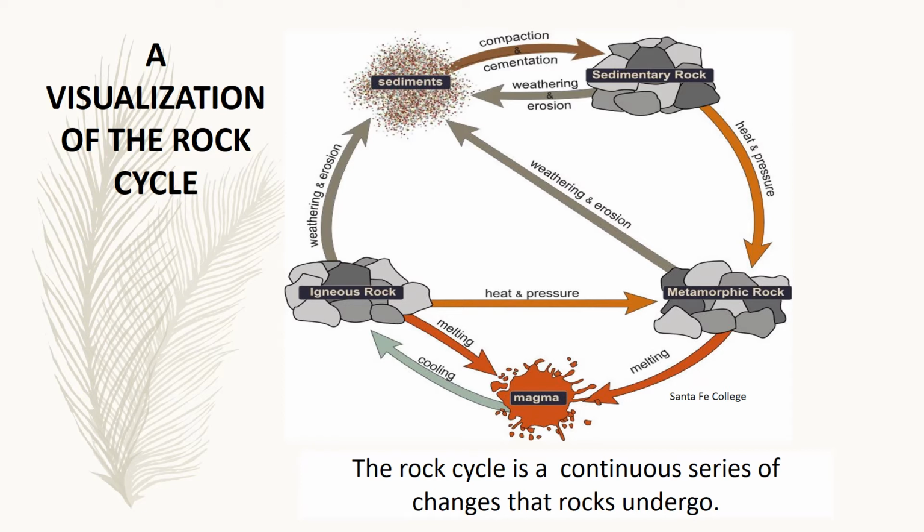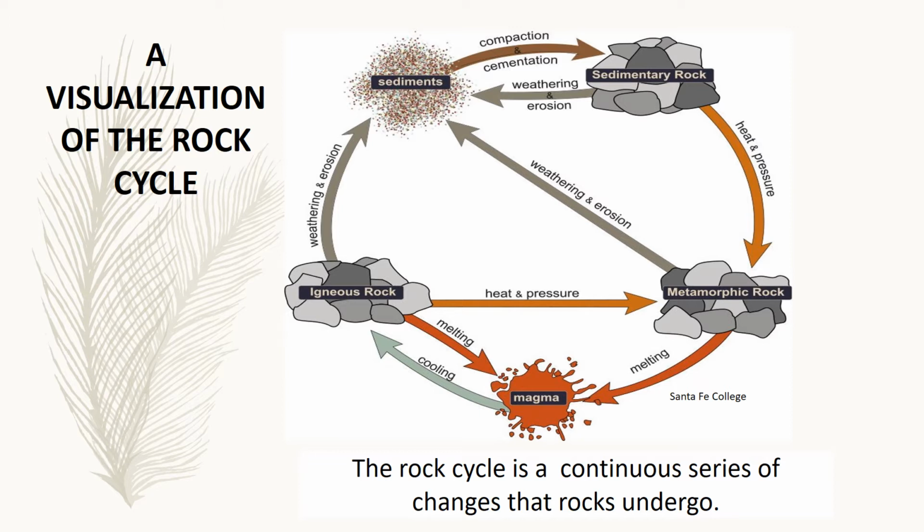Here is a picture of the rock cycle. The rock cycle is a continuous series of changes that rocks undergo over a long period of time. You can pause the video and focus a little closer if you want to, and then hit play when you'd like to go on. But if you'll notice, all rocks that go under weathering and erosion and turn into sediments are then compacted and turned into sedimentary rock.